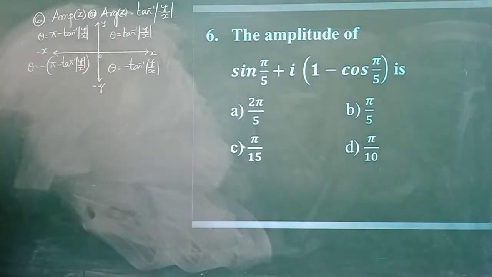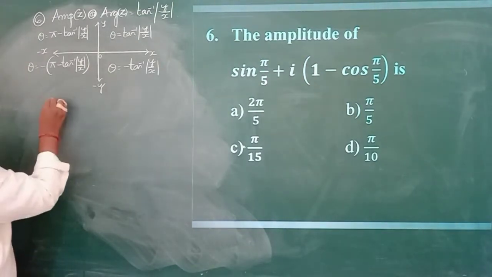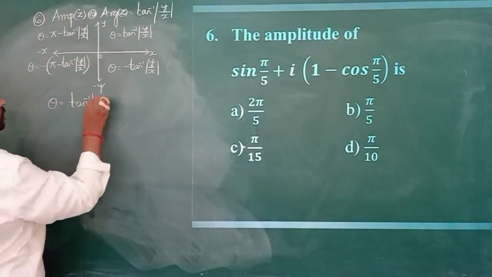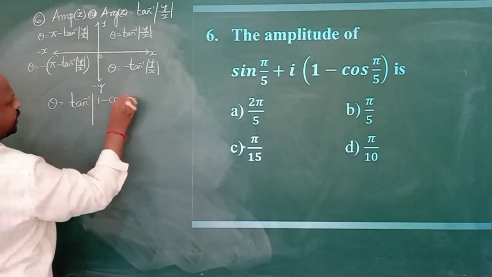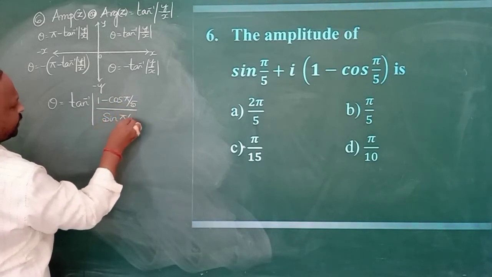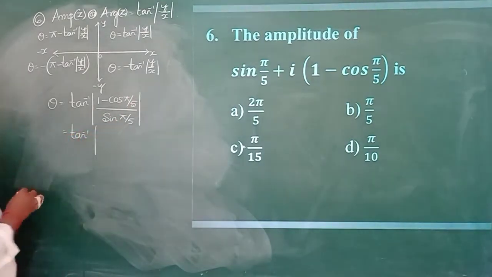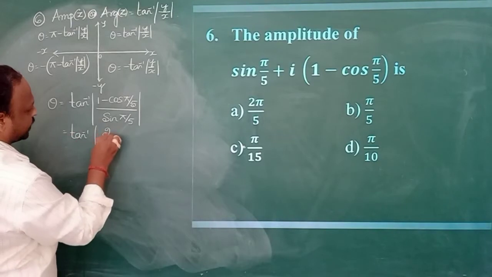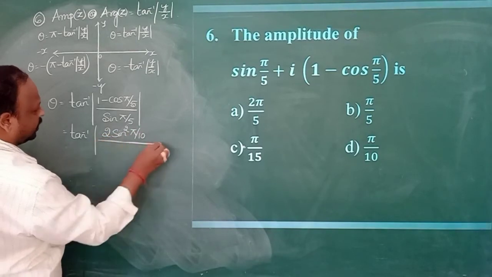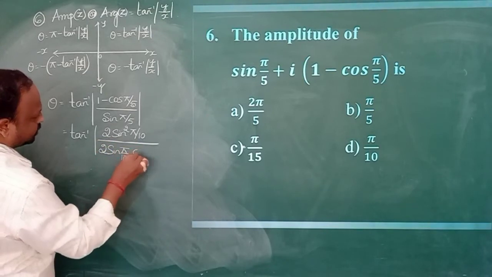Now what is given? The amplitude. Here x is positive, y is positive, first quadrant. The theta will be tan inverse modulus of (1 minus cos pi by 5) divided by sin pi by 5. So this will be tan inverse of 1 minus cos theta is 2 sin square theta by 2, so 2 sin square pi by 10, divided by 2 sin pi by 10 cos pi by 10.